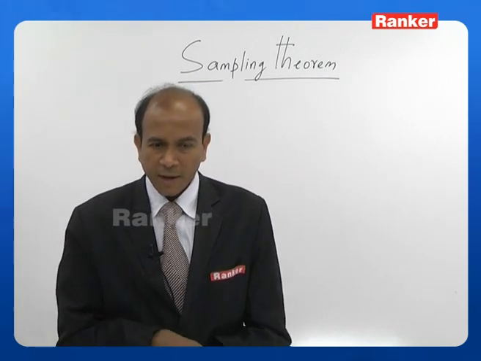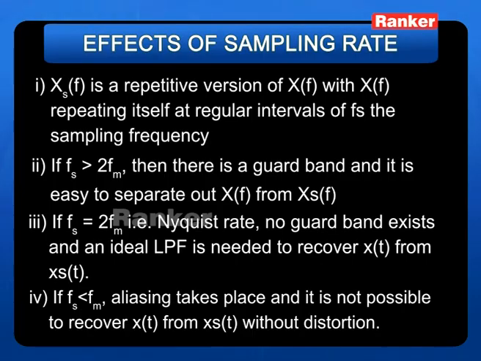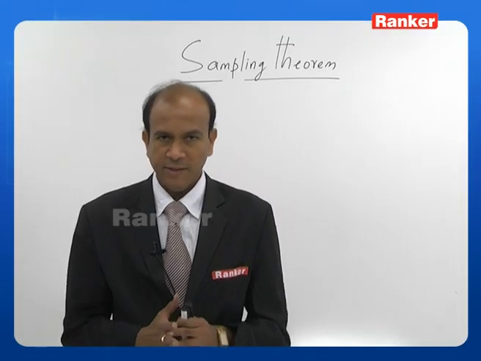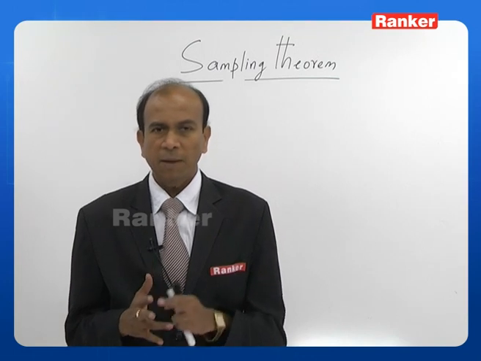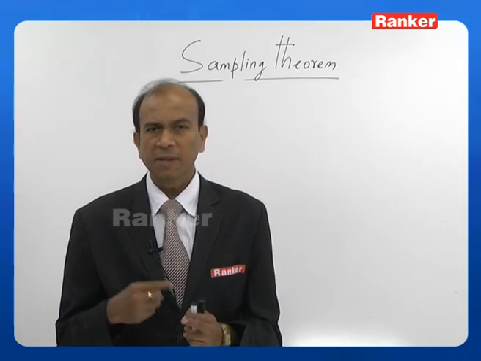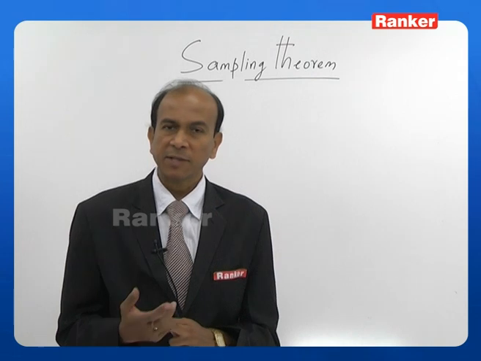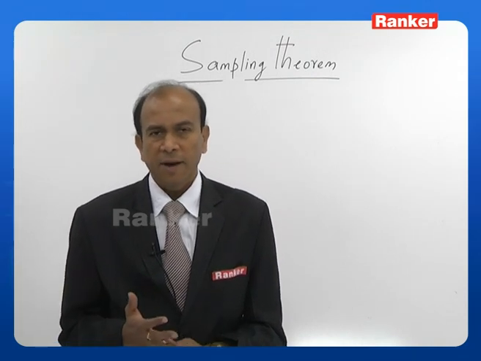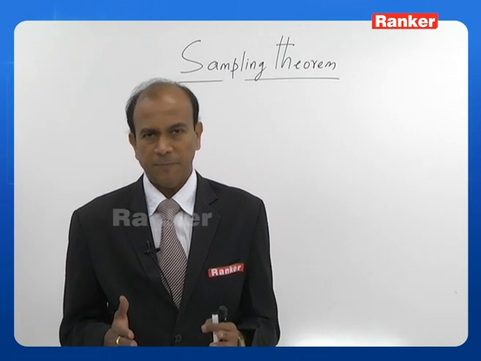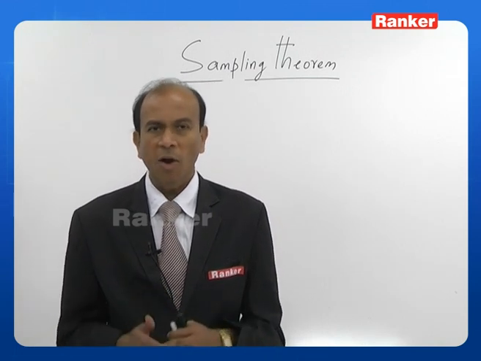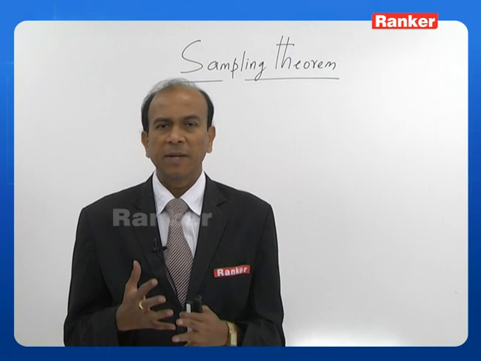Okay. Then comes the fourth point. If fs is less than 2 fm, aliasing takes place and it is not possible to recover x of t from xs of t without distortion. So we have seen all this, isn't it? If I undersample, aliasing occurs. If I oversample, in the sense fs is greater than 2 fm, then the guard band exists and it is easy to separate the signals. And if fs is exactly equal to 2 fm, we need an ideal low pass filter to separate. So these are very important points and they all depend on the sampling rate.